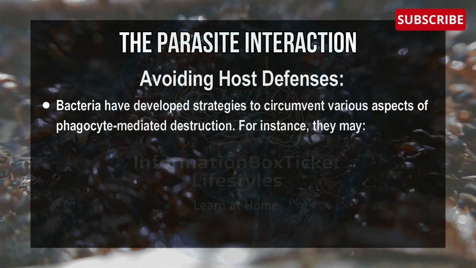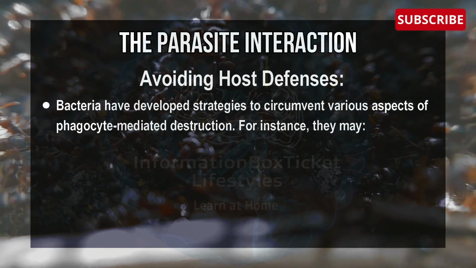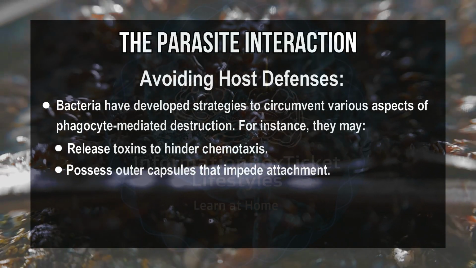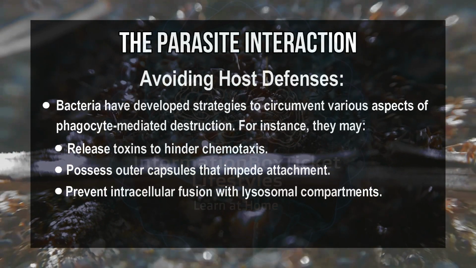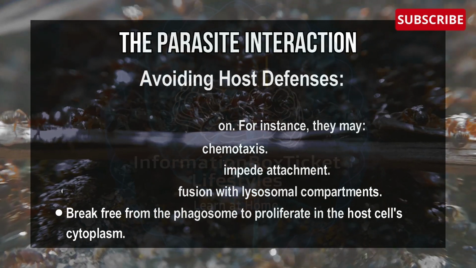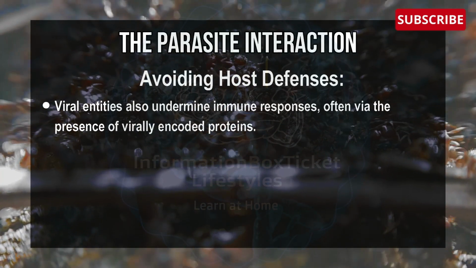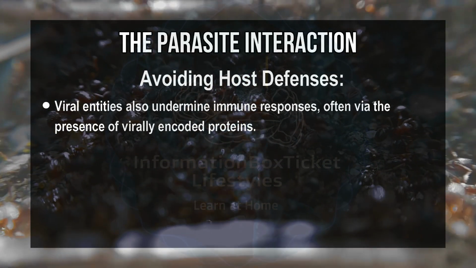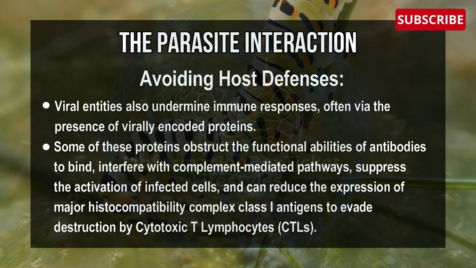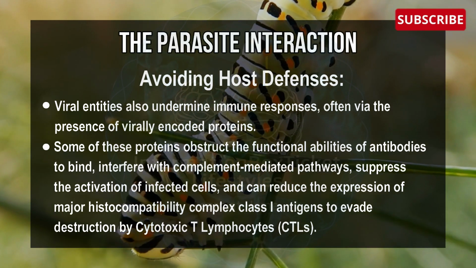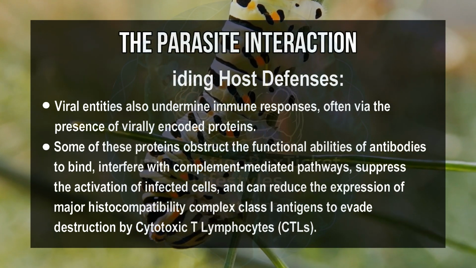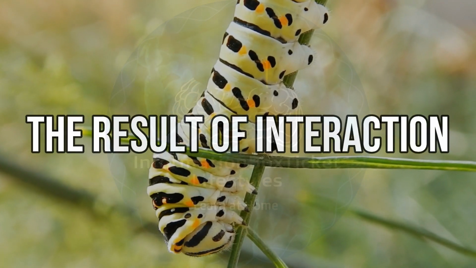Bacteria have developed strategies to circumvent various aspects of phagocyte-mediated destruction. For instance, they may release toxins to hinder chemotaxis, possess outer capsules that impede attachment, prevent intracellular fusion with lysosomal compartments, or break from the phagosomes to proliferate in the host cell cytoplasm. Viral entities also undermine immune responses, often via the presence of virally encoded proteins. Some of these proteins obstruct the functional abilities of antibodies to bind, interfere with complement-mediated pathways, suppress the activation of infected cells, and can reduce the expression of major histocompatibility complex class I antigens to evade destruction by cytotoxic T lymphocytes.